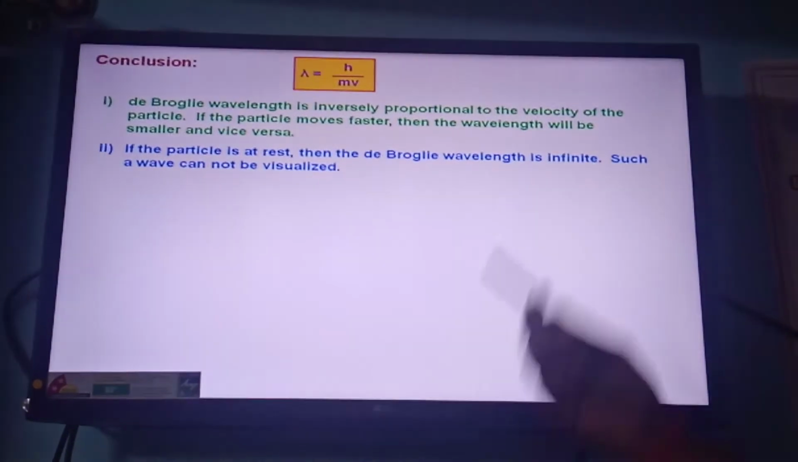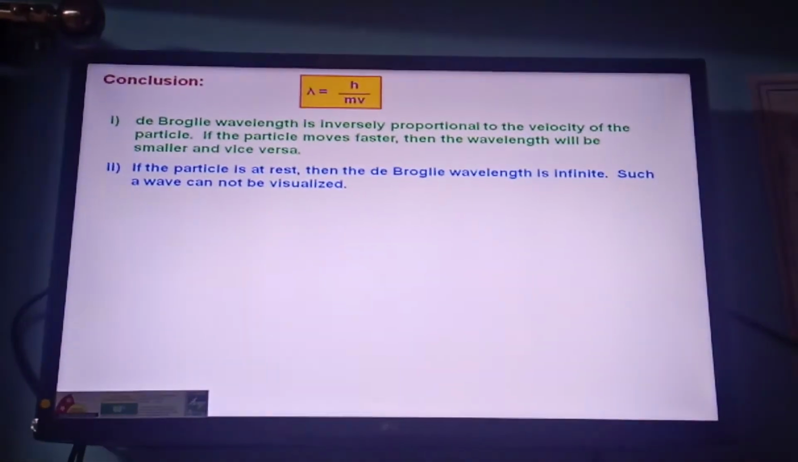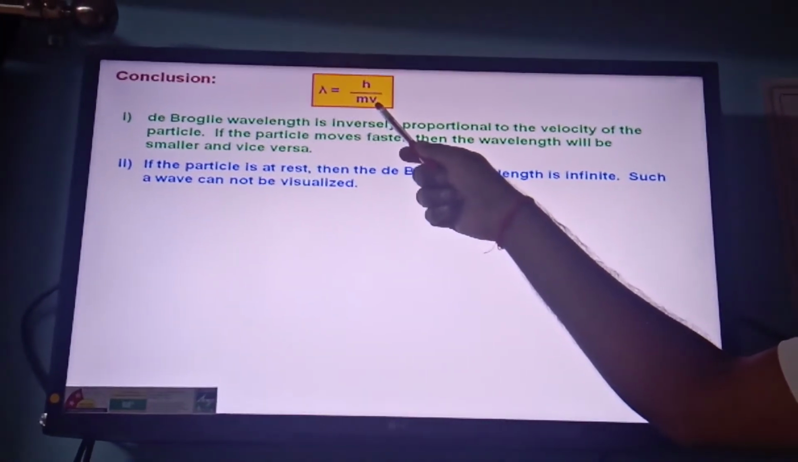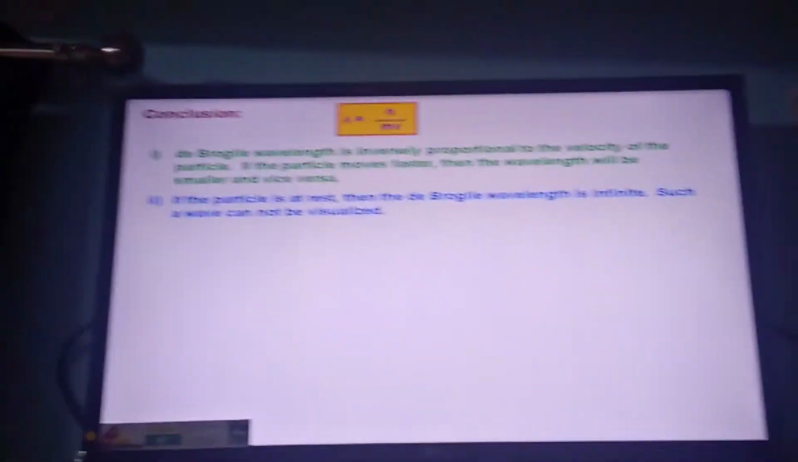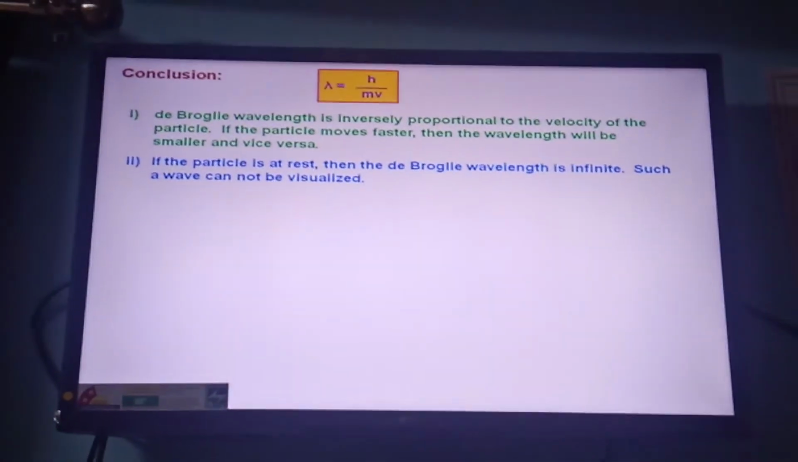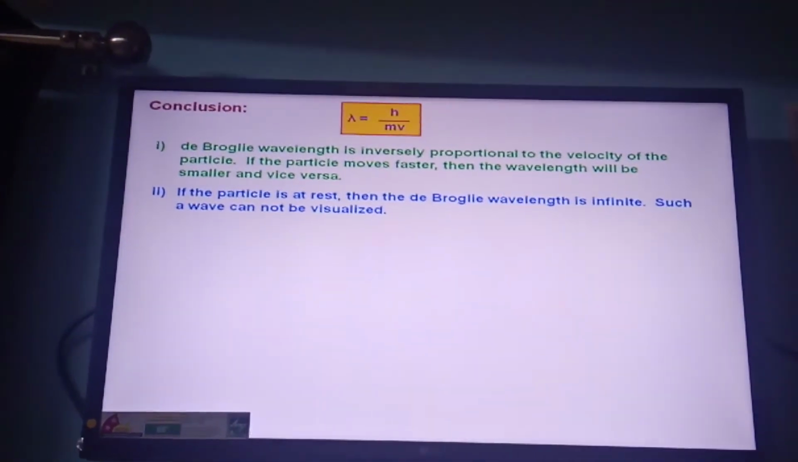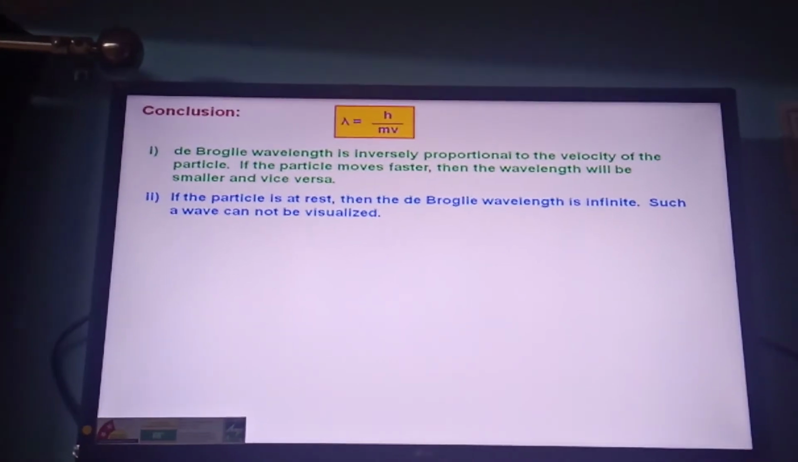Second conclusion we can draw from this expression: if the particle is at rest, meaning the velocity is zero, then the de Broglie wavelength will be infinite. Such a wave cannot be visualized. A de Broglie wave of infinite wavelength cannot be visualized.